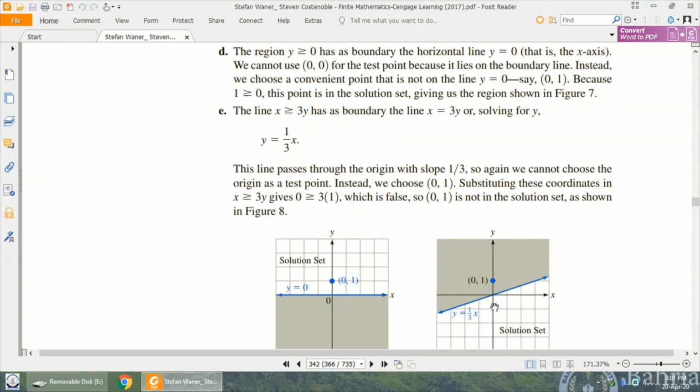y is 1, then can it satisfy the equation? But this would not be possible in this region, because it already says there is some decimal fraction of x, or it could be more if x is, let's suppose, 100, so it could be way more, but at this point 1 is equal to 1 by 3 is hard to prove, and they have already stated that we cannot choose the origin as a test point in this case, because you can't keep both the values as 0.